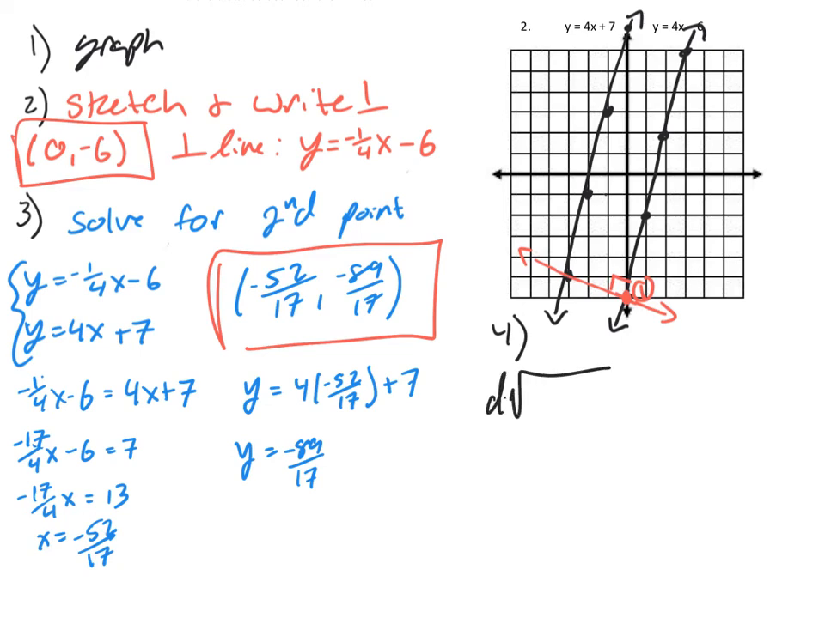So our distance is going to equal the square root of 0 plus 52/17. So I'm doing addition because it was subtracting a negative there. Then that squared plus -6 plus 89/17. Again, subtracting a negative, so I just wrote it as addition. All right, and we're just going to throw that all into our calculator, and this is the time where we get to round. We're going to round to the nearest hundredth, and our distance is approximately 3.15.